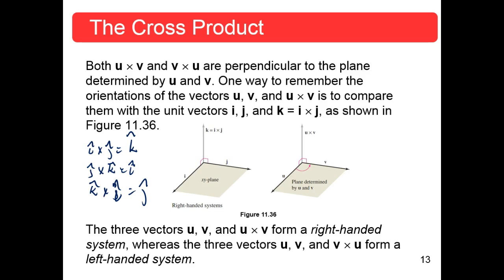So when you point the fingers of your right hand in the direction of U and then bend them in the positive direction of V, then your right thumb is going to point in the direction of U cross V, the right-handed rule system. And that will be pointing in the correct direction.